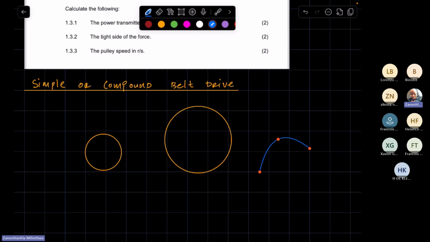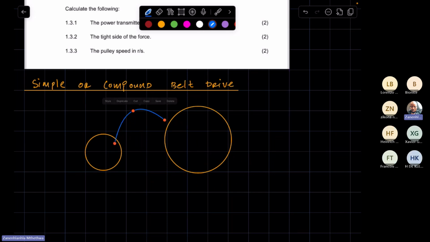Let's do this. All right, so you have two pulleys that are essentially fitted with a belt. The blue line represents a belt. So a simple belt drive is one where you essentially have two pulleys, and each pulley is fitted with its own shaft. So you'd find that maybe the input shaft is fitted onto the smaller pulley and the output shaft is fitted onto the bigger pulley.